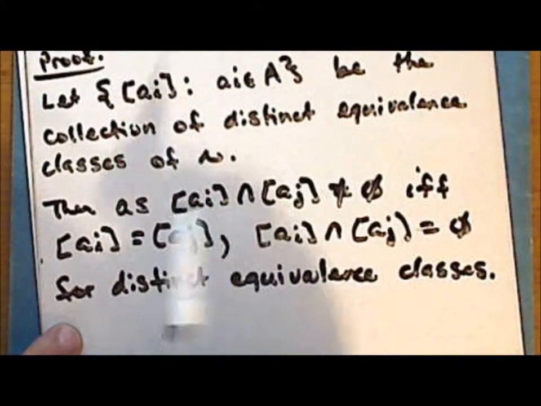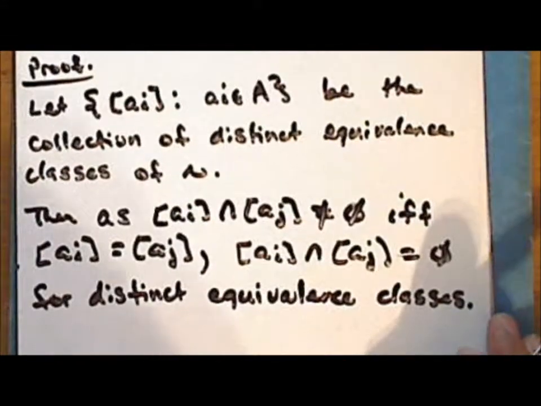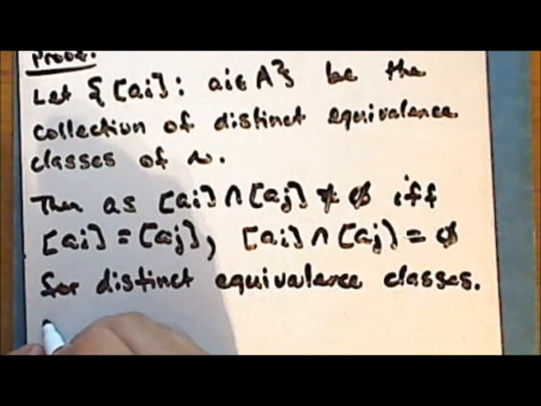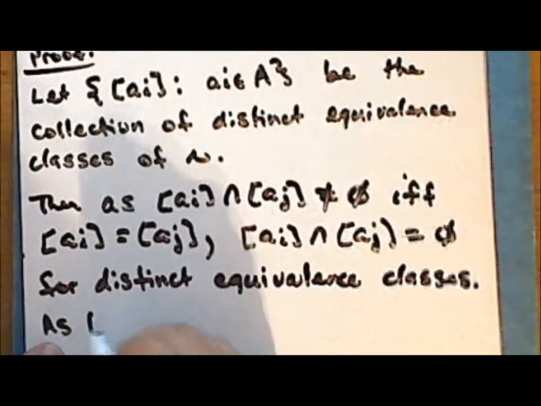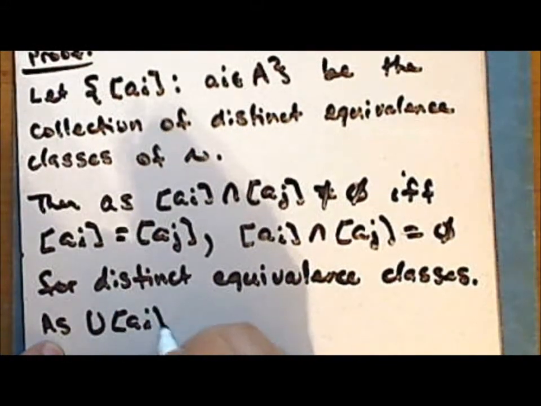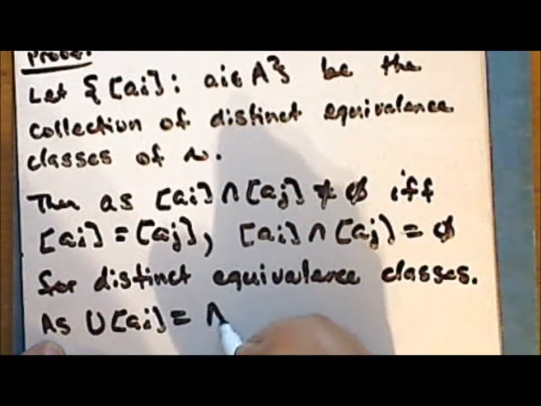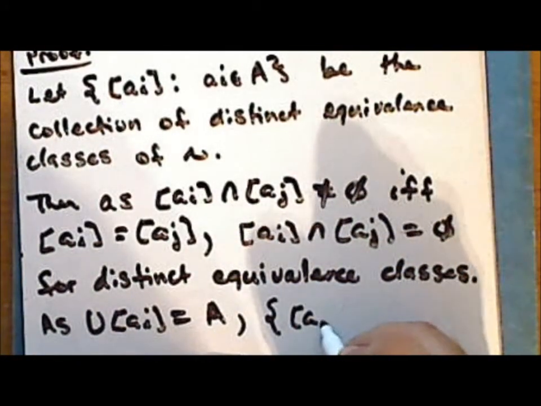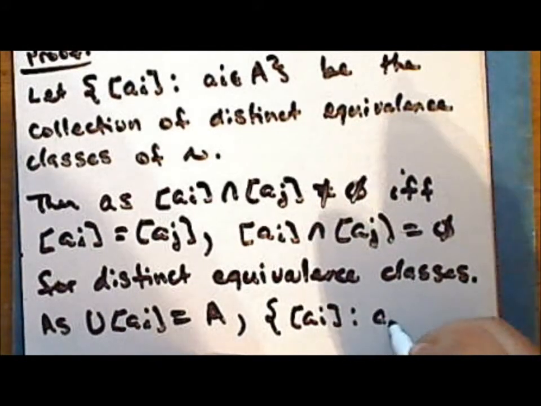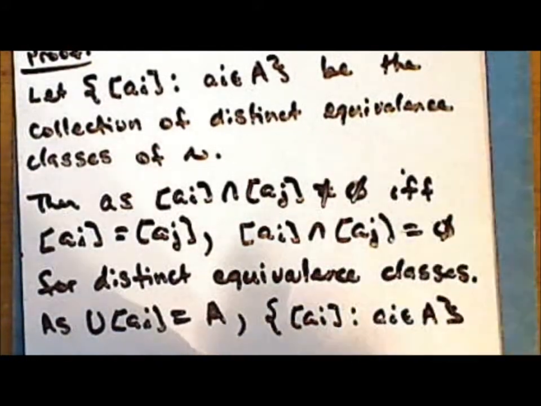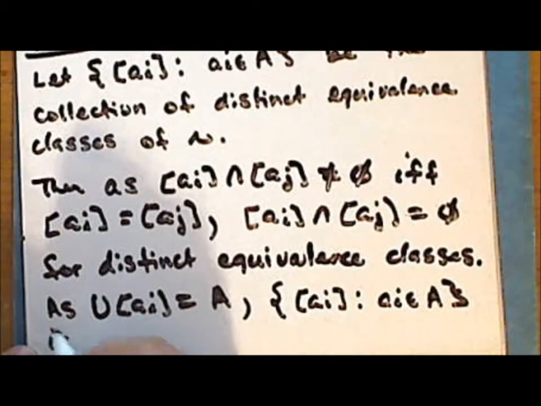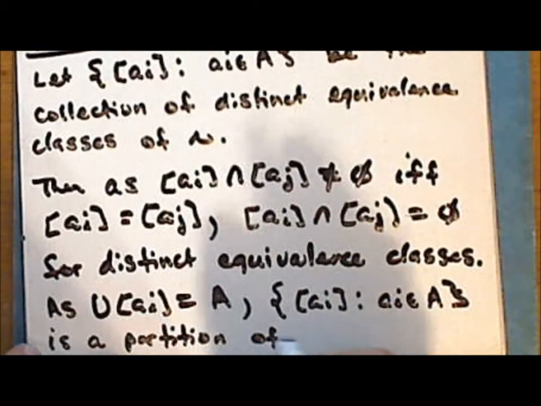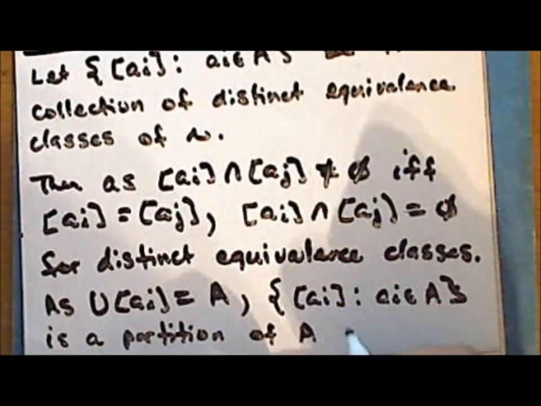And so the collection contains mutually disjoint equivalence classes. And as the union of these classes is the entire set A, this collection is a partition of the set A by definition.